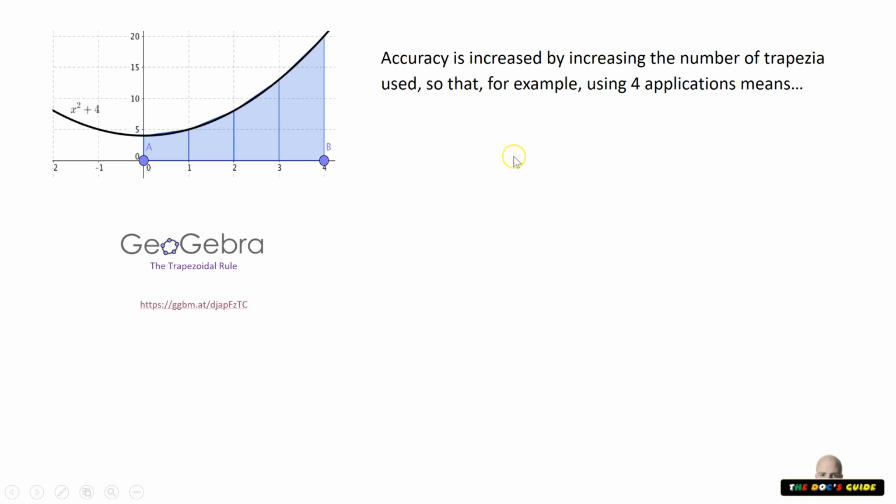So as we've just seen, accuracy is increased by increasing the number of trapezia, so that if we use this rule with 4 applications, so 4 trapezia here, then the width of each trapezium now becomes 1. So it's the trapezium width, b minus a, which is 1 on 2. This is the function of 0, that's 4. The function of 1 is 5.